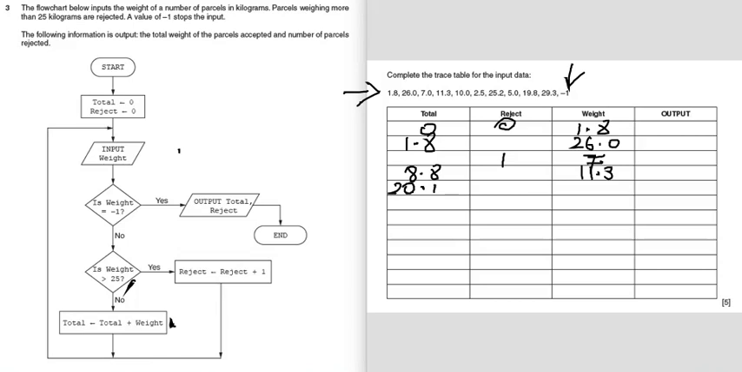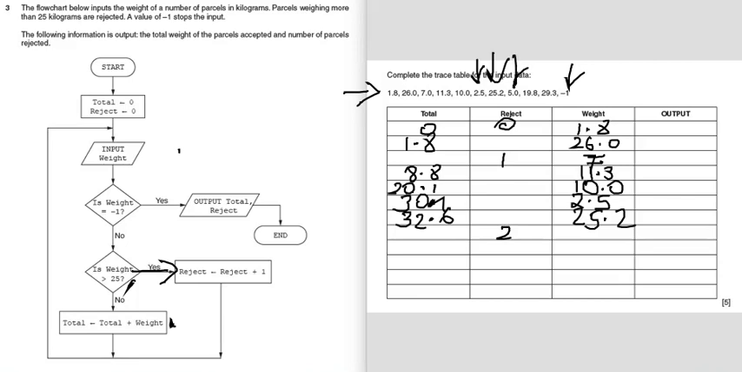Then we can input the next weight, which is 10, and that will just get added on, 30.1. Then the next weight is 2.5. And that will get added on, 32.6. Then we have one which is greater than 25. We have 25.2, so we need to increase our reject again. So the weight is greater than 25, so we reject it, and our reject goes up by 1.